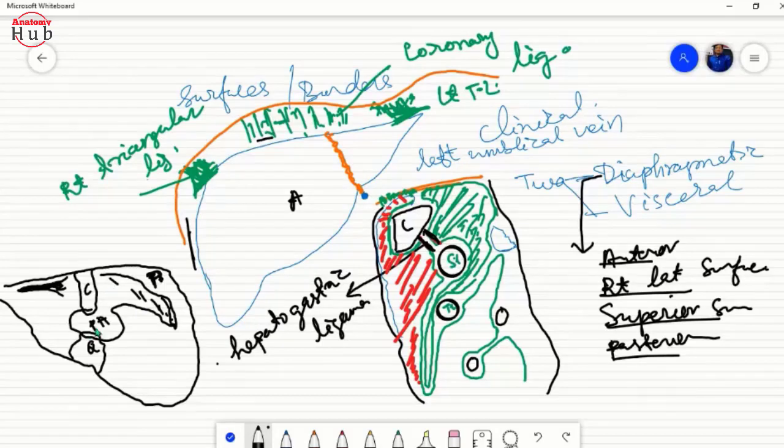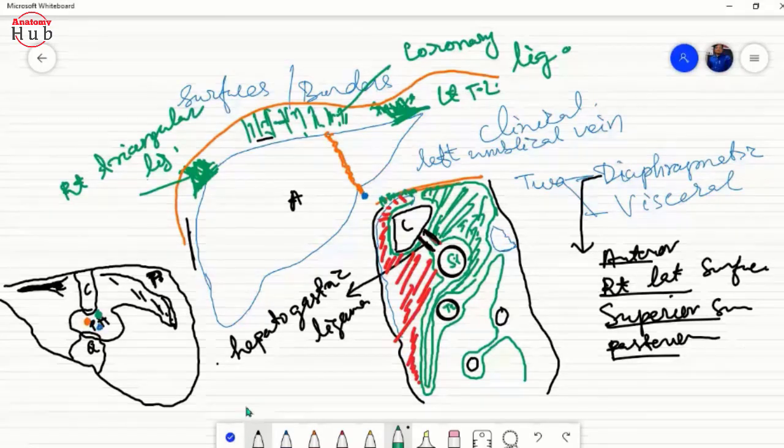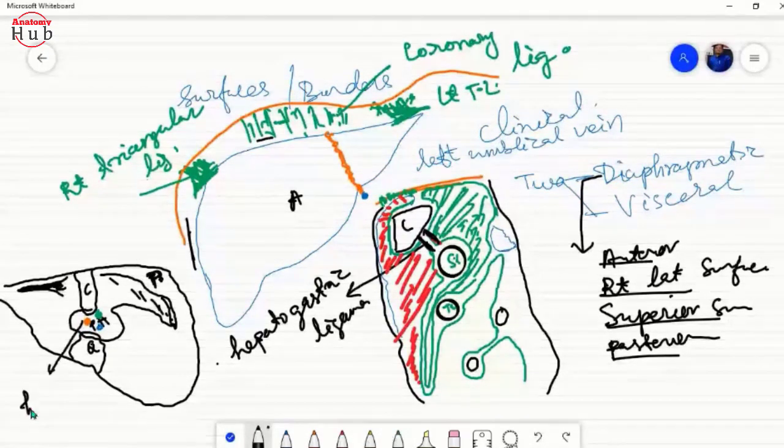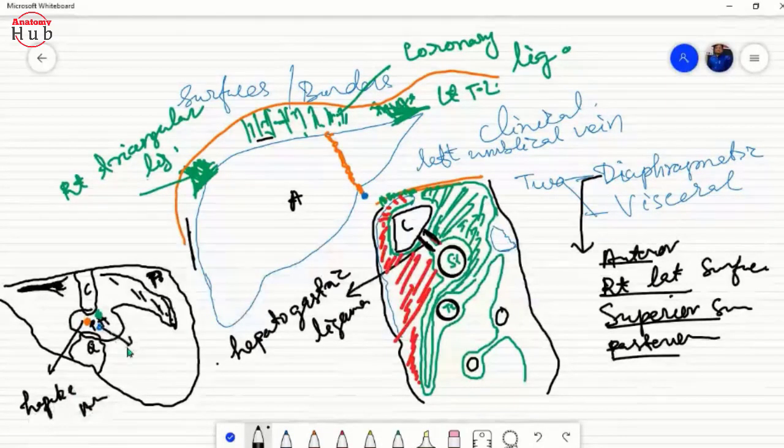Now what is this porta hepatis? This porta hepatis has the structures that go inside the liver and come outside the liver, right? That means some structures are just going into the liver. Who can say what they are? This is the hepatic artery. Yes, hepatic artery, and this structure is your portal vein. And this structure will be your hepatic duct.